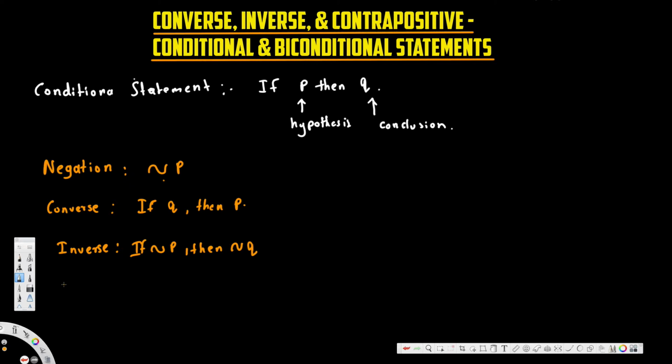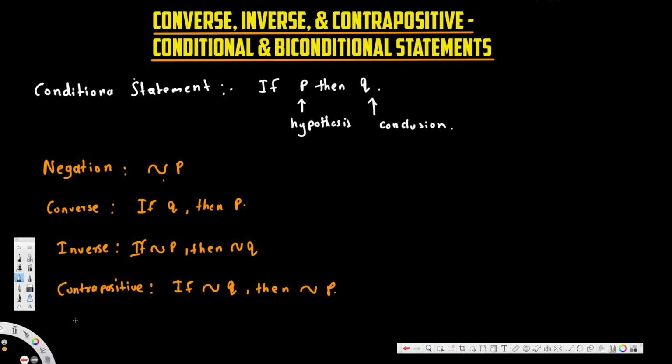The next thing is we are going to see contrapositive. Contrapositive is the reverse negation of the conditional statement. It's going to look like this: if not Q, then not P. It is the negation of the converse and the reverse negation of the conditional statement. And that's it for this.